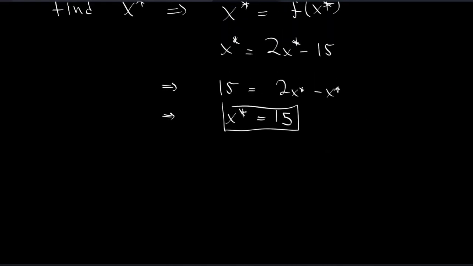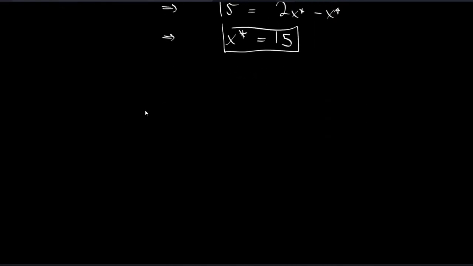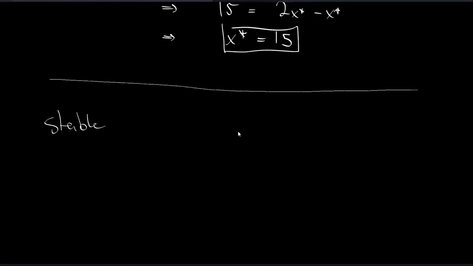Now, before we move on from equilibrium, we got to talk about two types. There's stable and unstable.